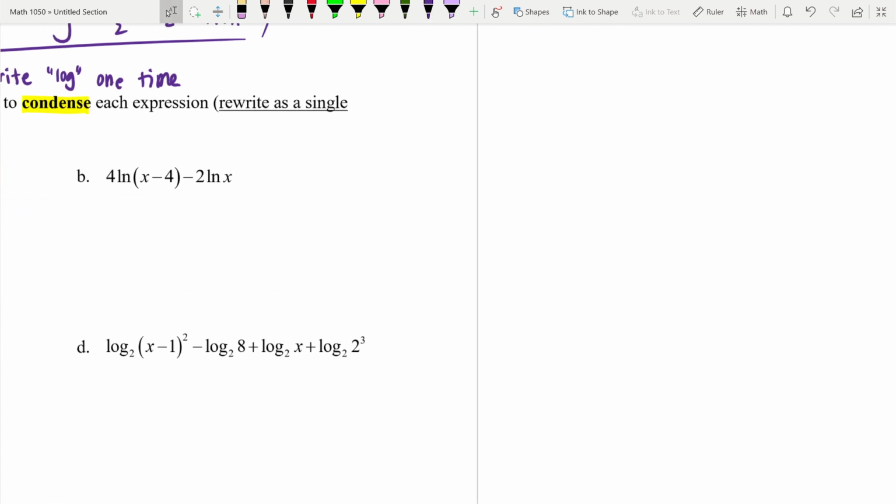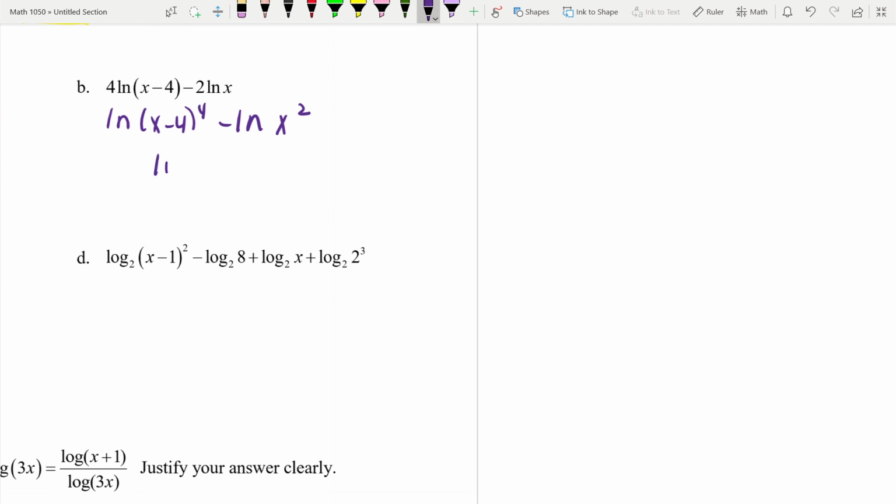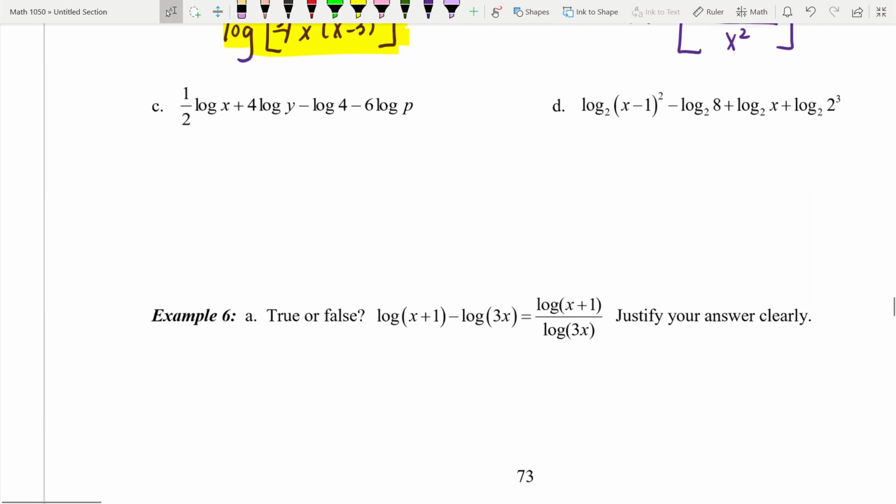Okay, question B. What do I do first? Exponents. So this is the ln of x minus 4 to the 4th minus the ln of x to the 2nd. Now I'm ready to write it once. I know I'm going to have a division because I have a negative. The guy that's the negative goes on the bottom, that's the x squared. The guy that's the positive goes on the top, that's x minus 4 to the 4th, and I'm done. Who says got it? Let me see. Okay, good.